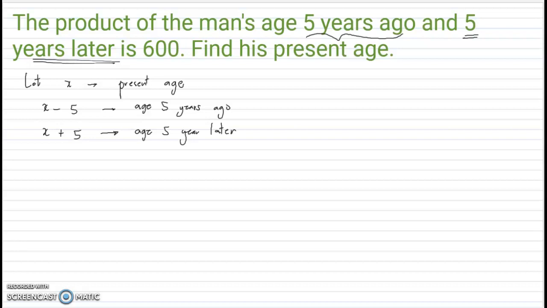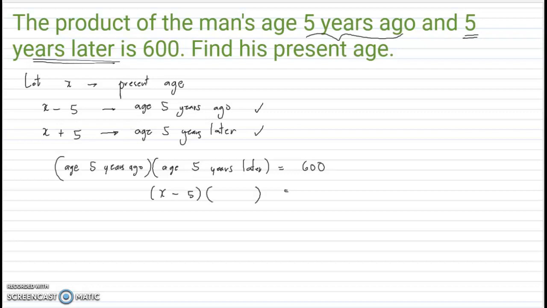Okay, it is said in the problem that the product of the man's age 5 years ago and 5 years later is 600. So, the age of the man 5 years ago multiplied by his age 5 years later is equal to 600. And based on the representation, the age of the man 5 years ago is X minus 5, and his age 5 years later is X plus 5, equals 600.